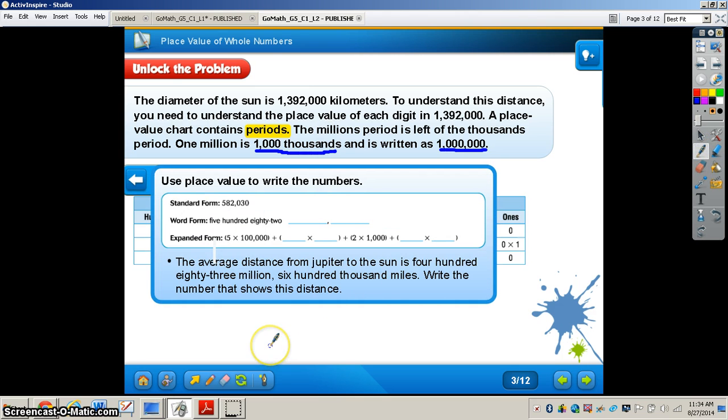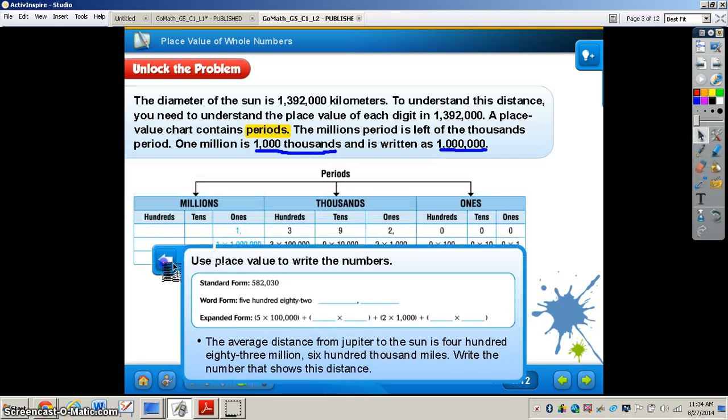Okay, let's do this together on the bottom of page 9. It says use place value to read and write numbers. Now the standard form, what we can see here, let me just move this down.